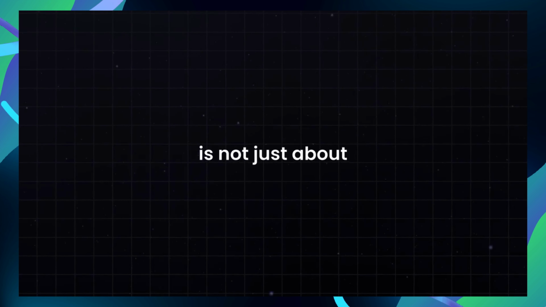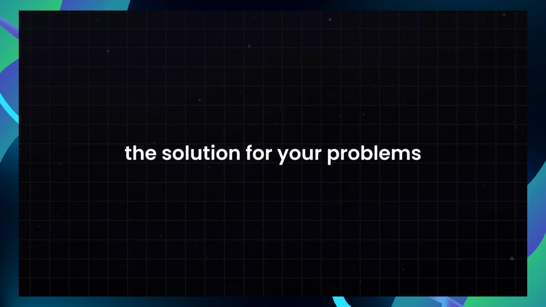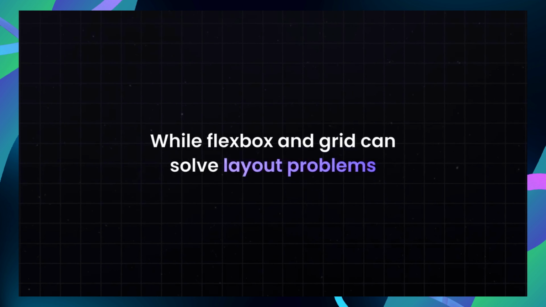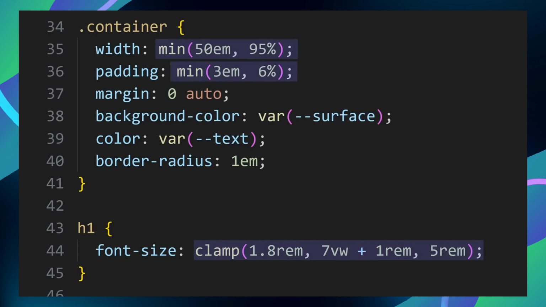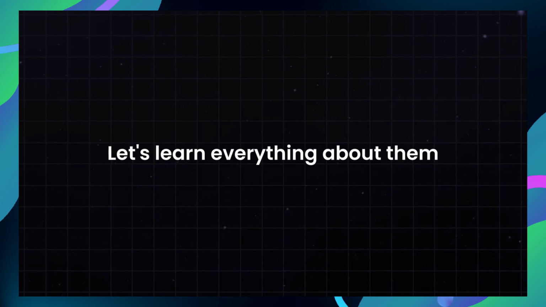Responsive design is not just about flexbox, grid and media queries. In fact, very often the solution for your problems will be these magic functions: min, max and clamp. Because while flexbox and grid can solve layout problems, these functions can be used for paddings, font sizes and element sizes. Things where you usually needed a media query can now be made super responsive in only one line of CSS. Let's learn everything about them in just a few minutes.